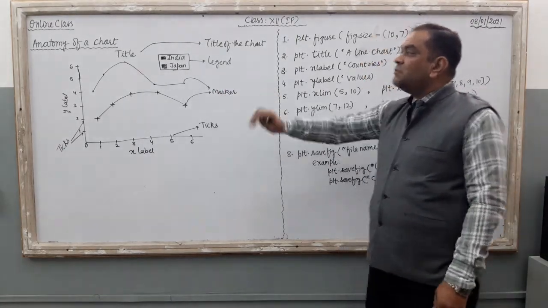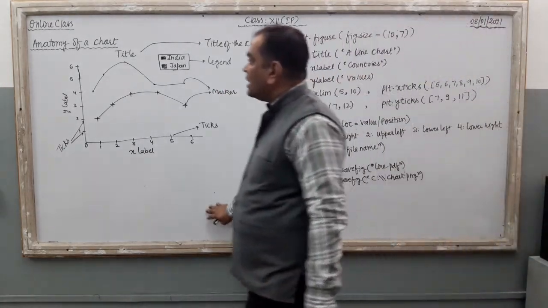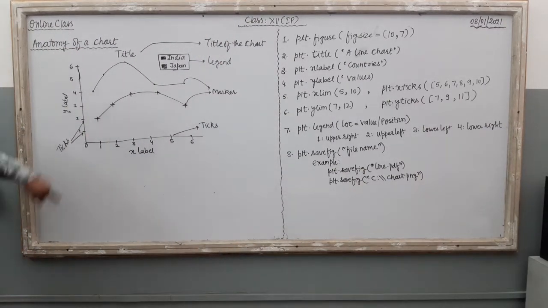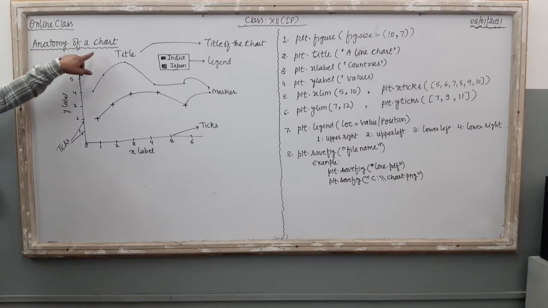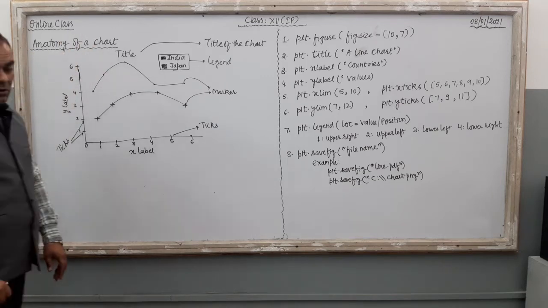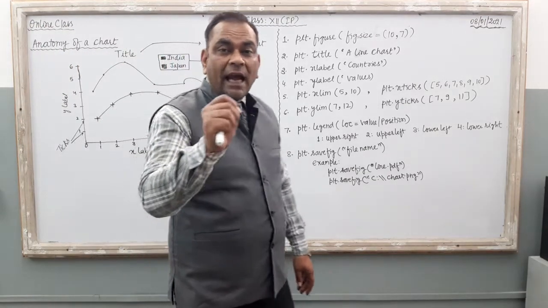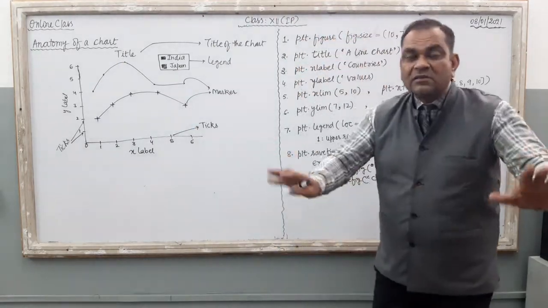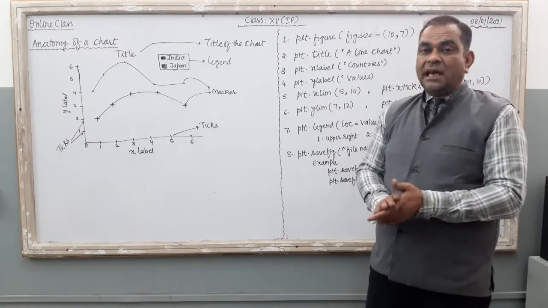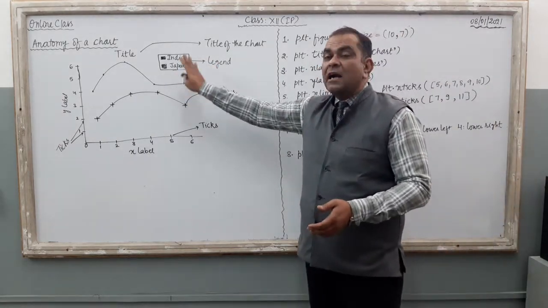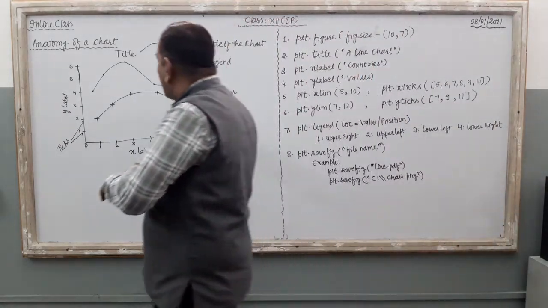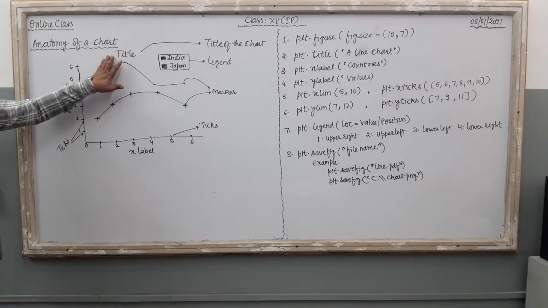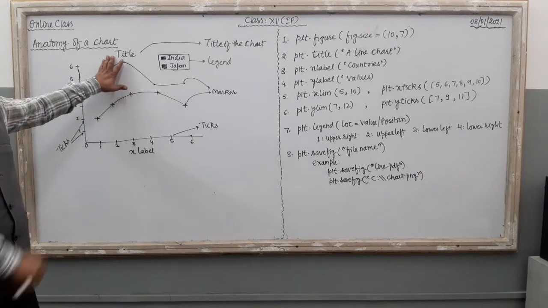Now this is the last video lecture, and as you can see, the topic of today's video lecture is the anatomy of a chart. What is the meaning of anatomy here? Anatomy means to represent the internal structure of an object. Here, the anatomy of a chart represents the internal points and internal terms that are related to a chart or that are there inside a chart. Right?